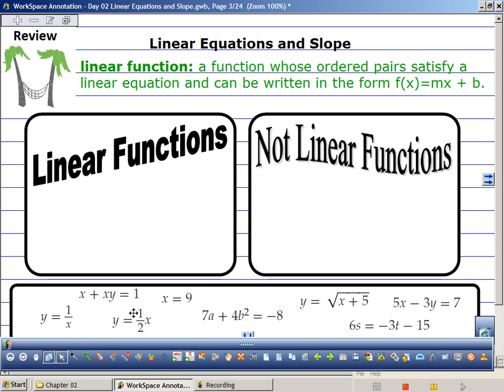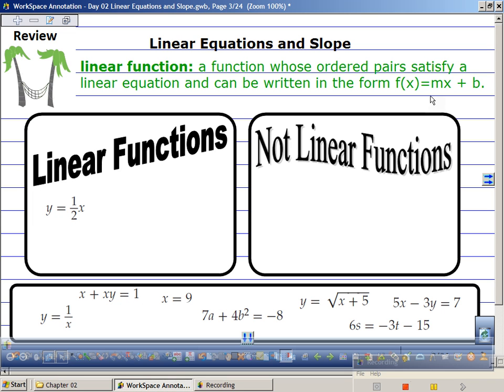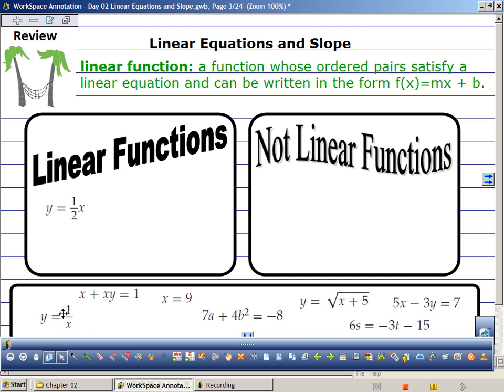So let's start with this one. Is this a linear function? Yes. That is in slope-intercept form, it just doesn't have a y-intercept, right? What about this one? No, this one's different than the last one. It's different because x is in the denominator. The graph of this one would look something like this.